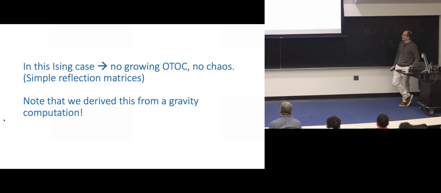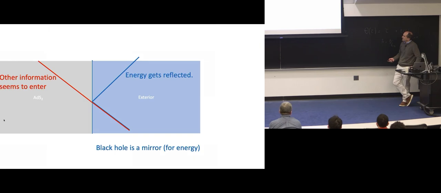So that makes sense. And notice that we are deriving this just from a gravity computation, right? So we're saying that when a black hole evaporates in the presence of this Ising model, we don't get a chaos result. So now let's go back to the large c case.